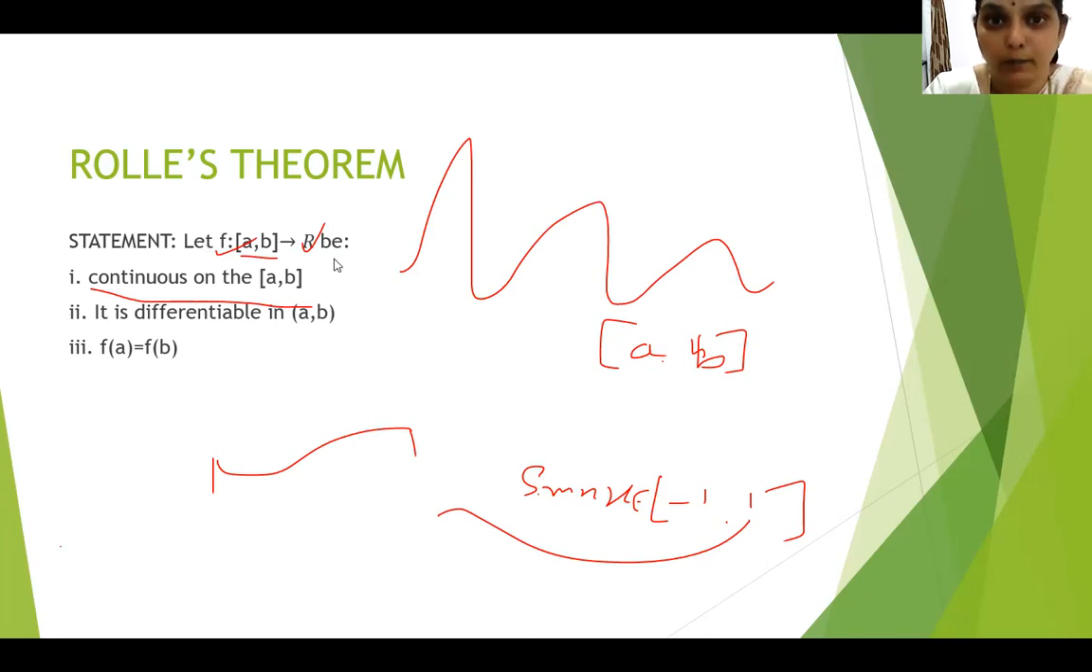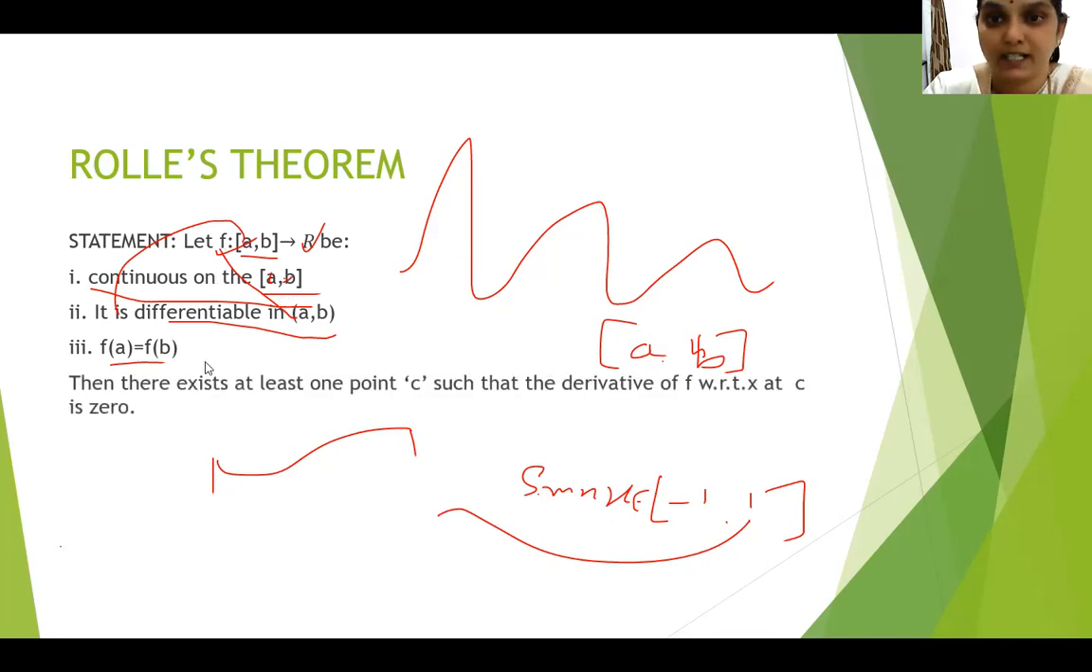Suppose f from [a, b] to R is continuous within that closed interval [a, b], and the function f is differentiable in the open interval (a, b). Sometimes the derivative may become infinite at the endpoints a and b, but within a to b the derivative should exist finitely. And in addition to these two, if f(a) is equal to f(b), if the values of these two endpoints are equal, then, if all these three conditions are satisfied, there exists one point c.